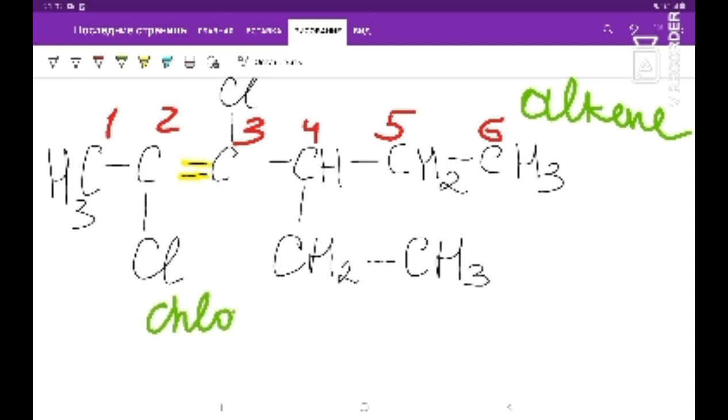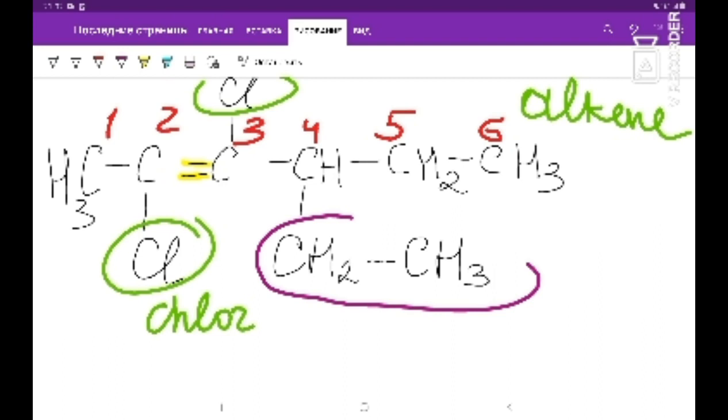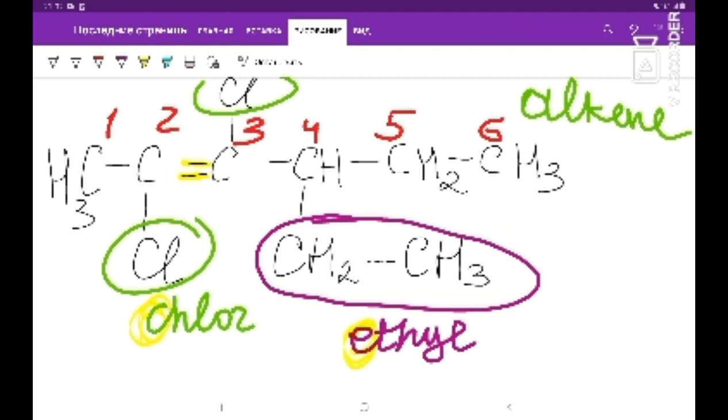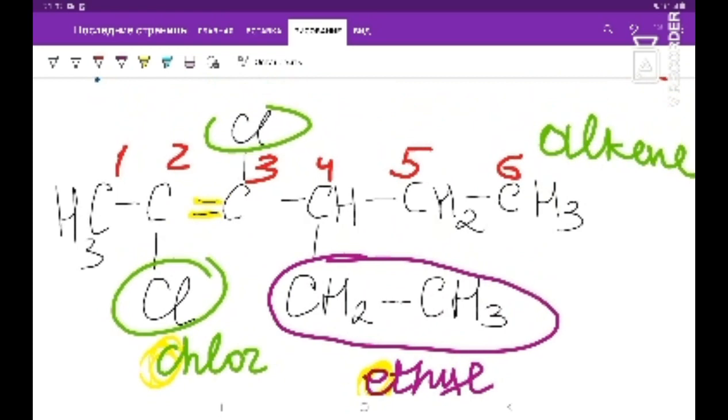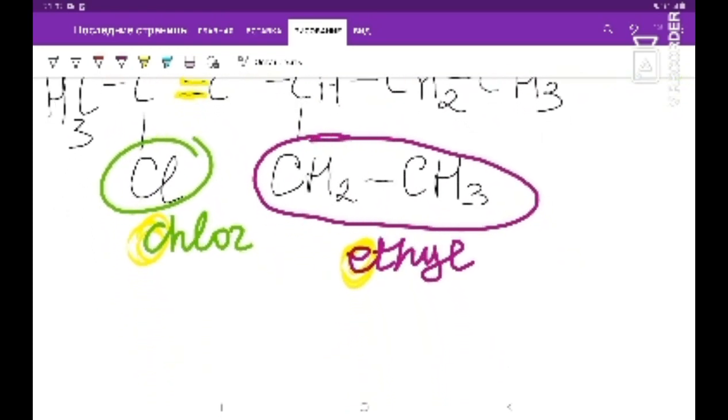But let's now name also the substituents. Let's see. We have 2 chlorines and 1 ethyl. Let's start now naming. You see, we go in alphabetical order. C comes before E. So chloro will start first. On the second and on the third carbon we have chlorines. We have 2,3-dichloro.